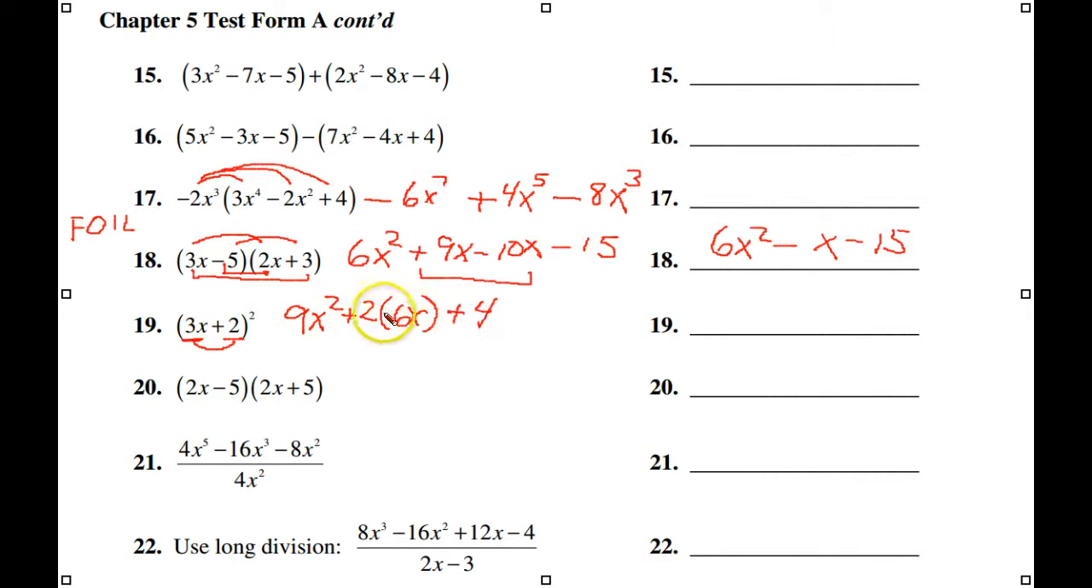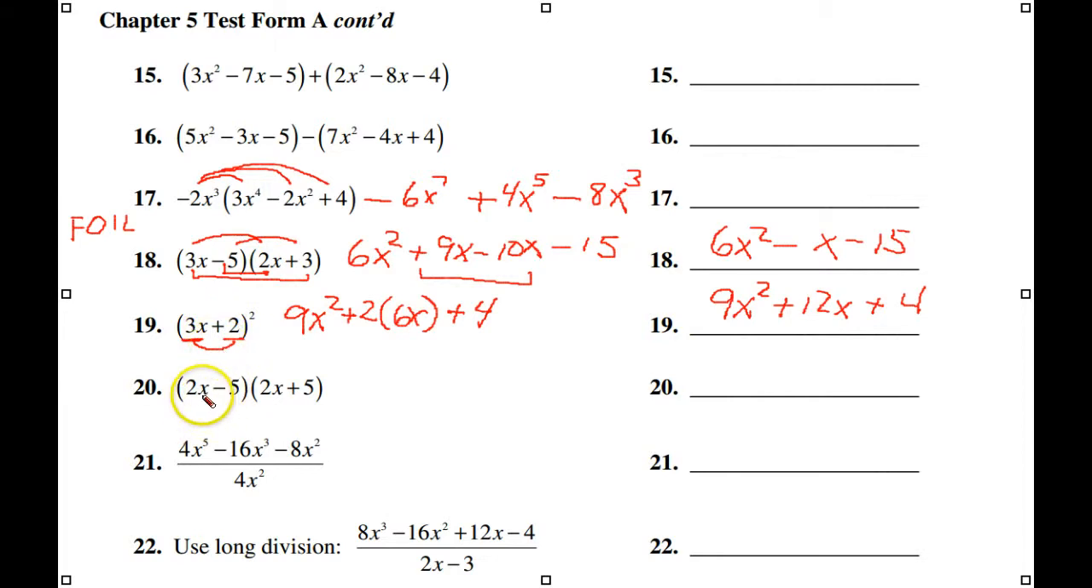Now I wrote this here as a little reminder of that special way to square a binomial, and our answer then will be 9x squared plus 12x plus 4. And do you remember what we call these? This is a perfect square trinomial that when we want to factor in chapter 6, it will become this.